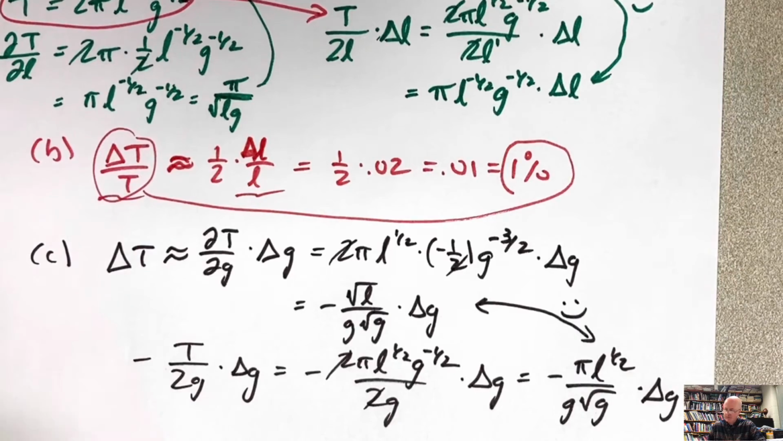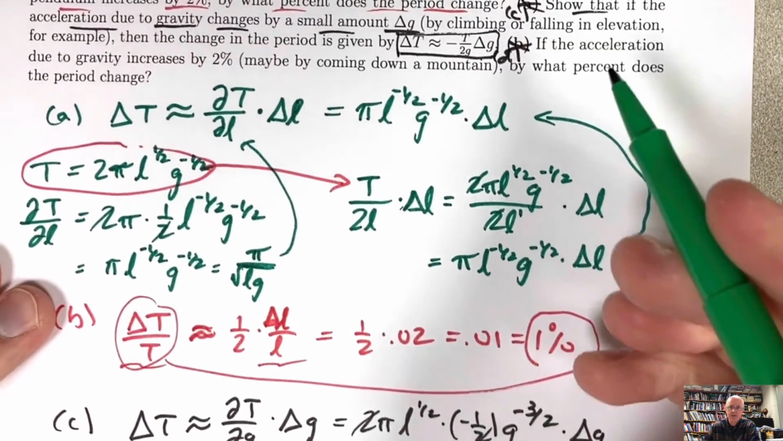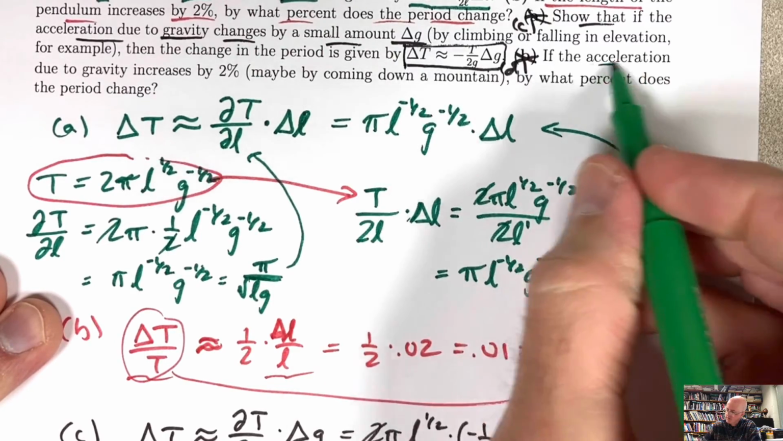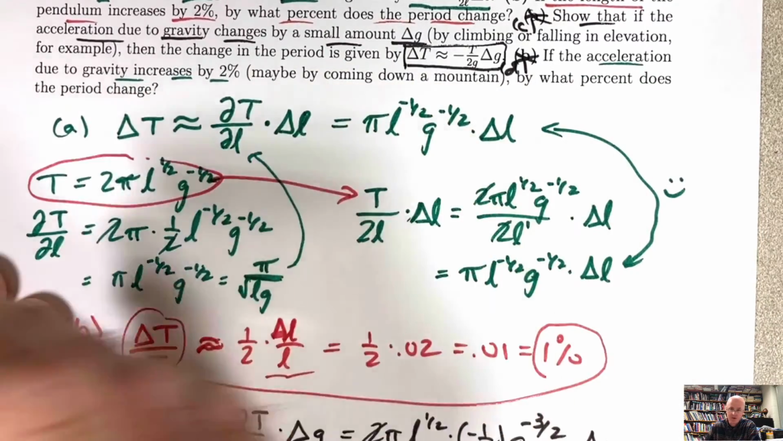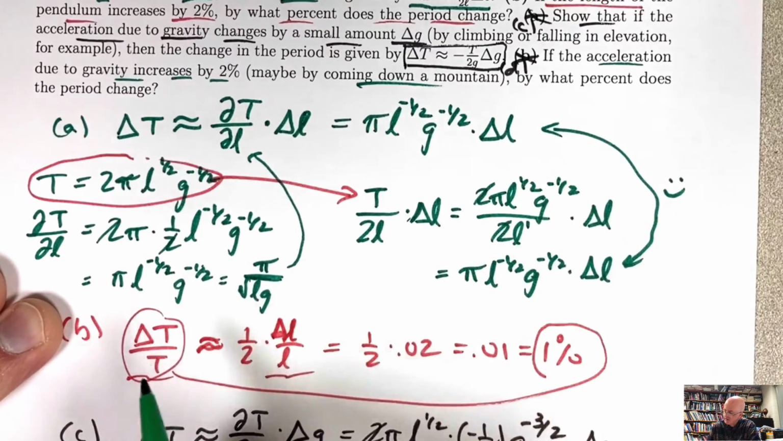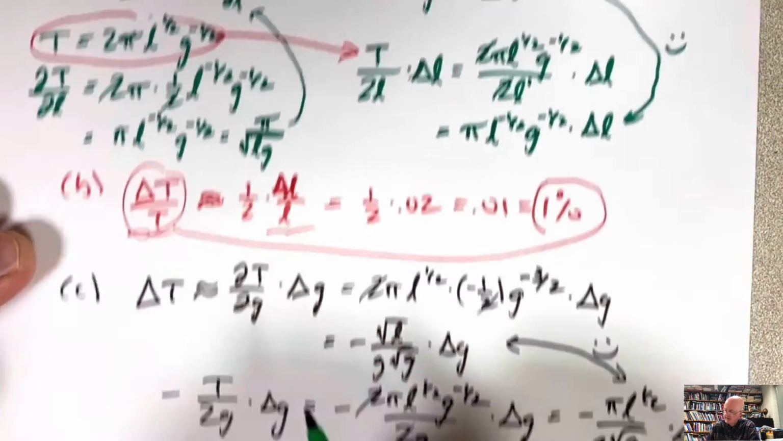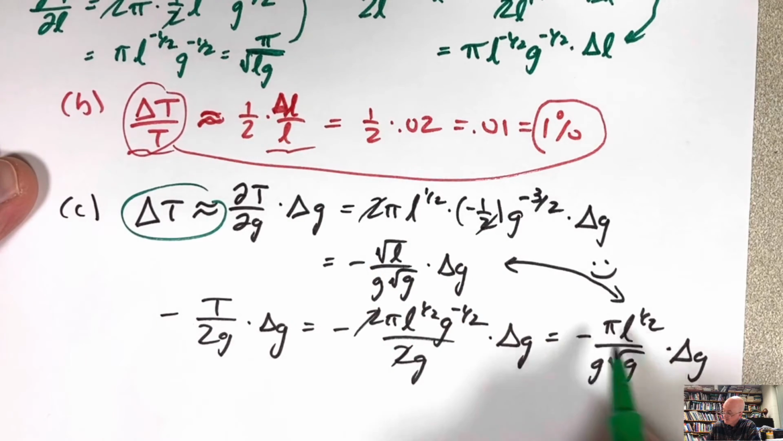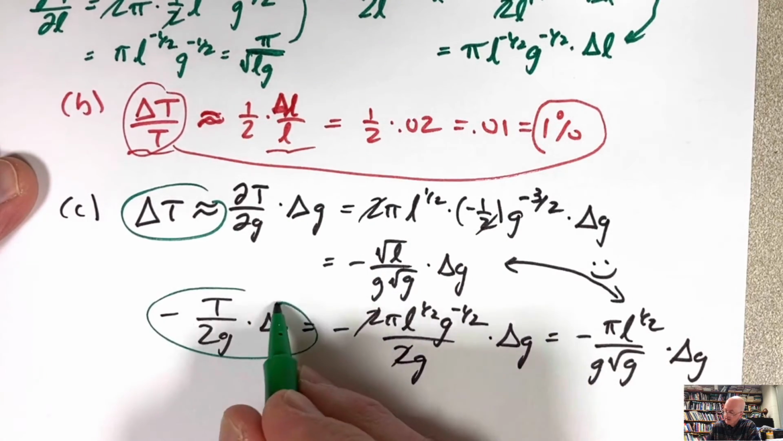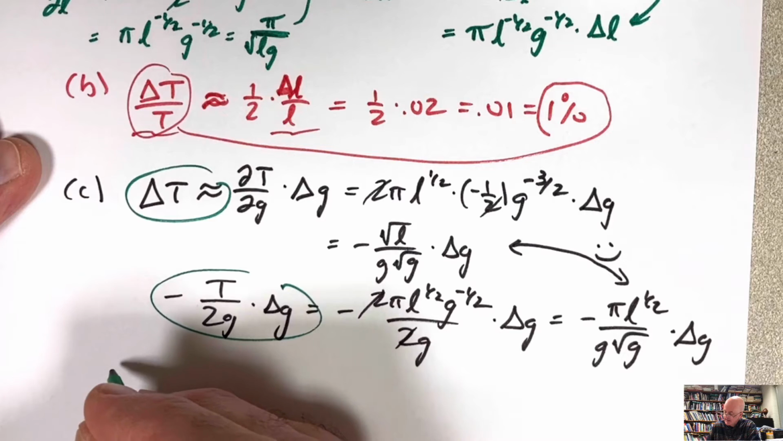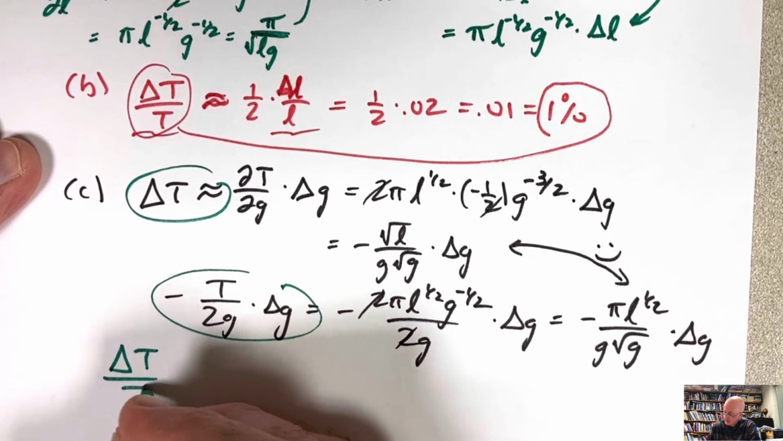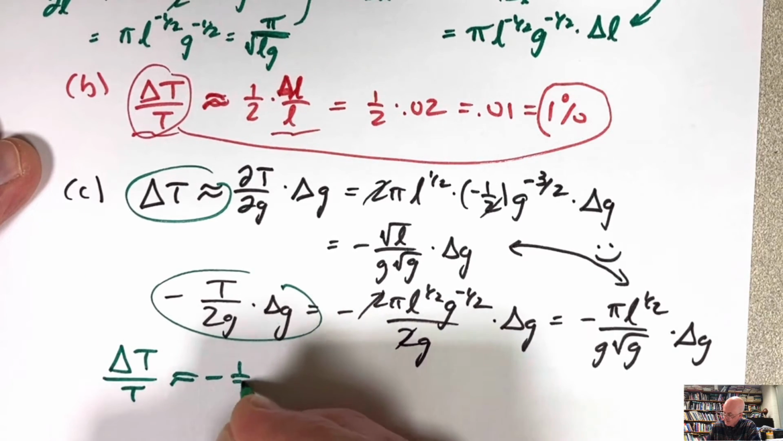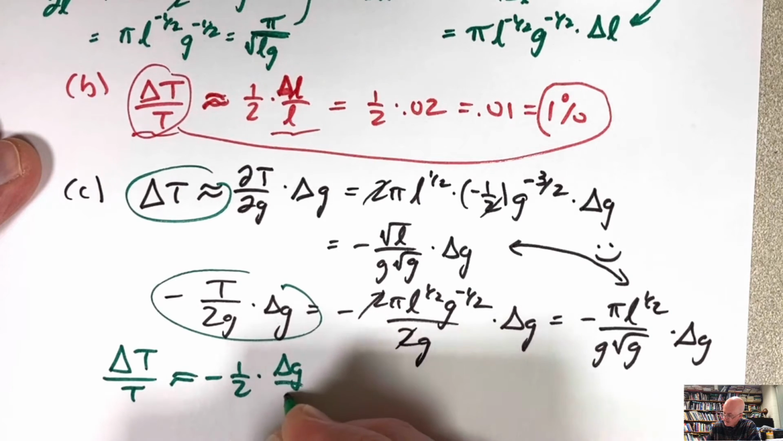And now for part D, do something similar as the original part B. If the acceleration due to gravity increases by 2%, for example, by going down a mountain, by what percent does the period change? Do the same kind of thing. Take the approximate equality between this and divide both sides by T. Delta T over T is approximately negative 1/2 times delta G over G.